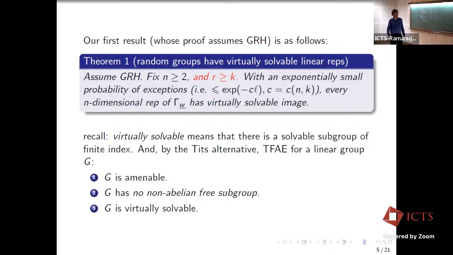So that's the first half of the theorem. I'm going to show you the second half later. But whenever you have more relators than generators, then you don't have any non-solvable image, with an exponentially small probability of exceptions. So this improves on the Lubotzky-Kozma theorem that I stated before, because you don't need positive density, you just need at least k relators, okay? And that's it.